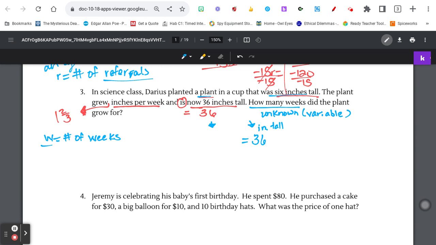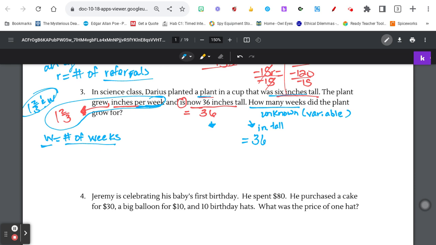The plant grew 1 2/3 inches per week. There we go. The number of weeks. That's what it did every week, each week. So this is talking about growth per week. And of course, this is speaking about the number of weeks it took it to grow 36 inches. So I can pretty much tell you that 1 2/3... let me erase that. Not scribble it, but erase it. 1 2/3 and W go together.